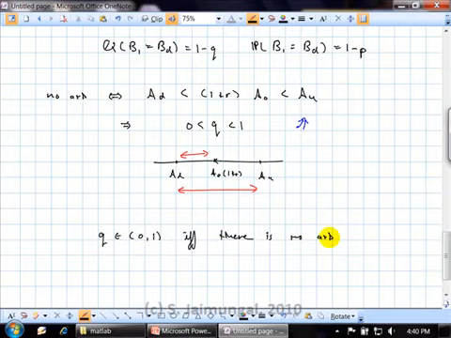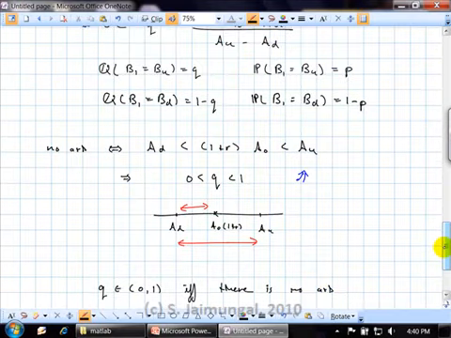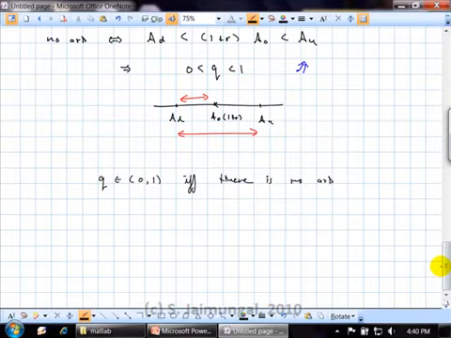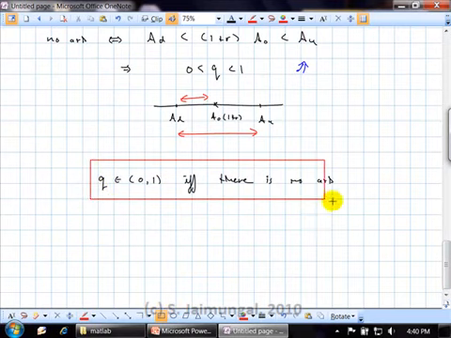Why was I able to say that? Because we have the equivalence of Q being in the interval (0, 1) to this inequality being true, and this inequality being true is equivalent to no arbitrage. Therefore, Q in this interval is equivalent to no arbitrage. Simple logical argument. Okay, so that is fantastic.